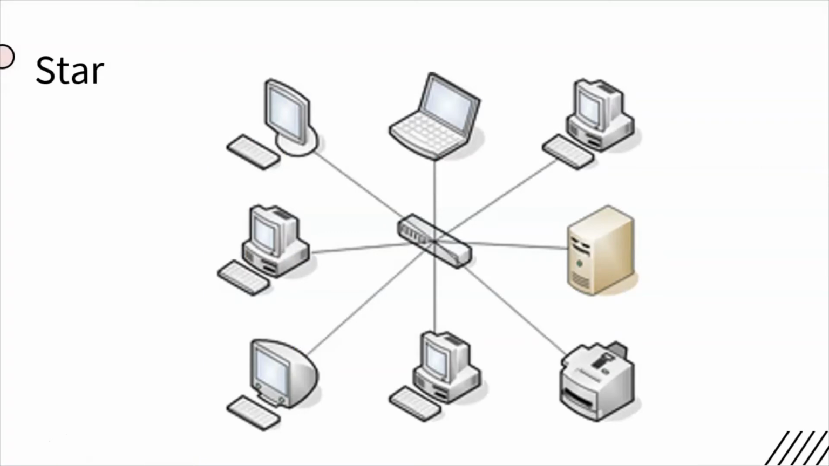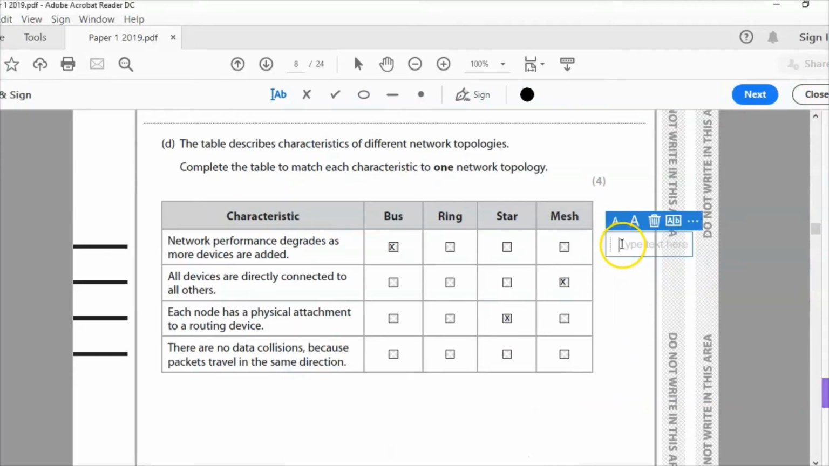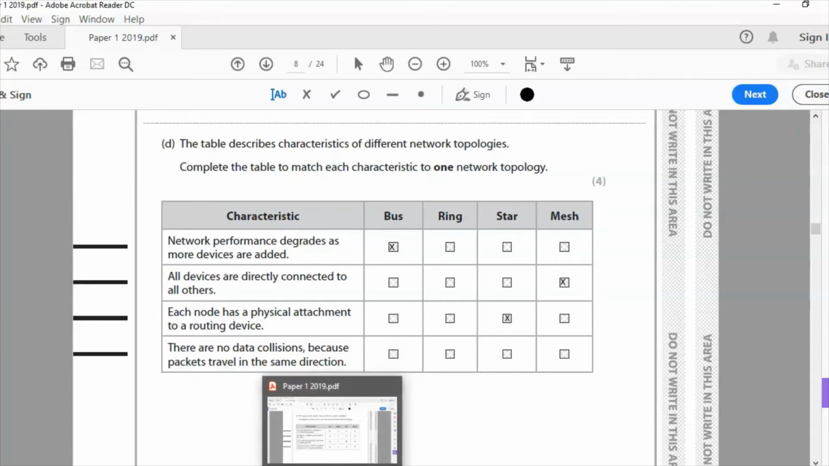So let's take a look at this network, the star network. We can see the routing device in the center. Now that could be the hub or the switch, but each device is connected to it. So the answer to that question is that in a star network, each node has a physical attachment to a routing device. And the last one here, there are no data collisions because packets travel in the same direction.